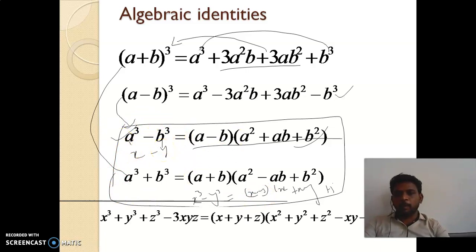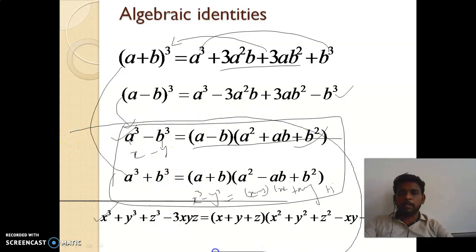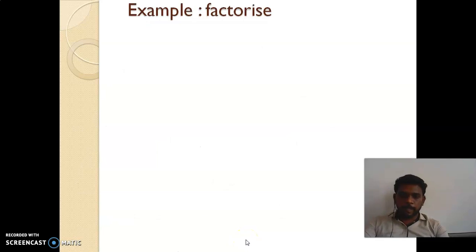And one more formula is available, that is x cube plus y cube plus z cube minus 3xyz equal to x plus y plus z into x square plus y square plus z square minus xy minus yz minus zx. So this is also one of the formulas here, right? So using the last three formulas, in today's class we are going to see how you can factorize the given expressions by using these three types of formulas. So come to the example now.